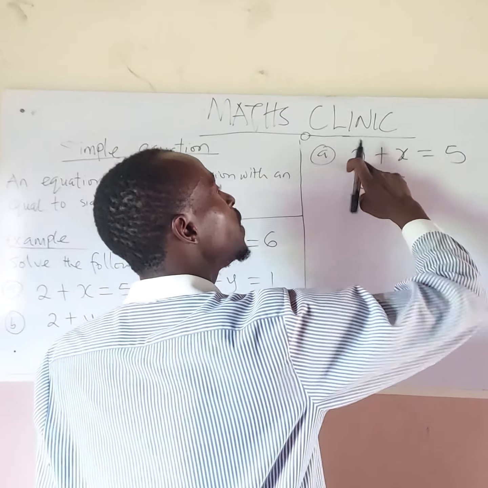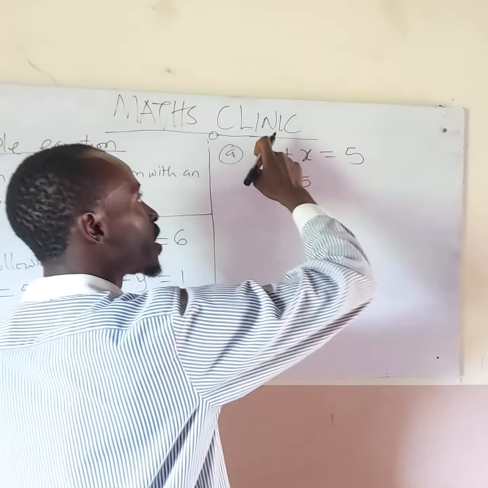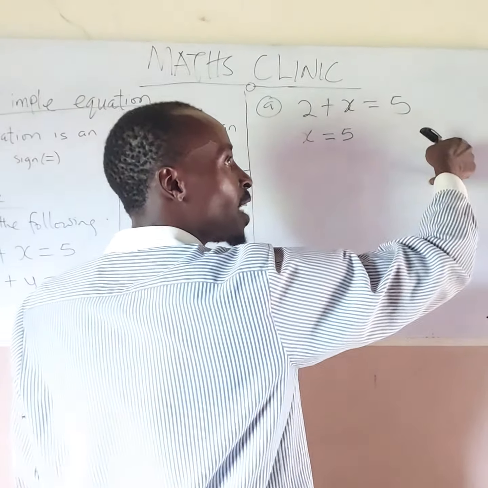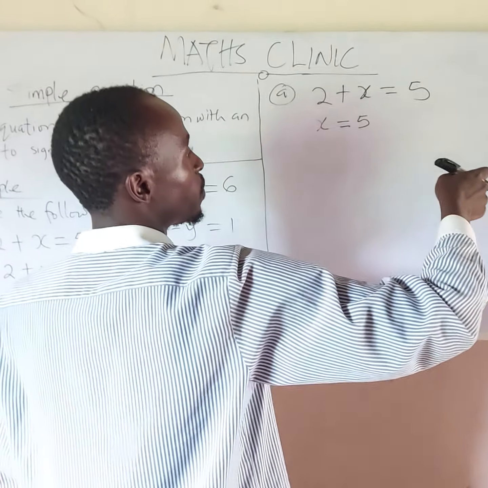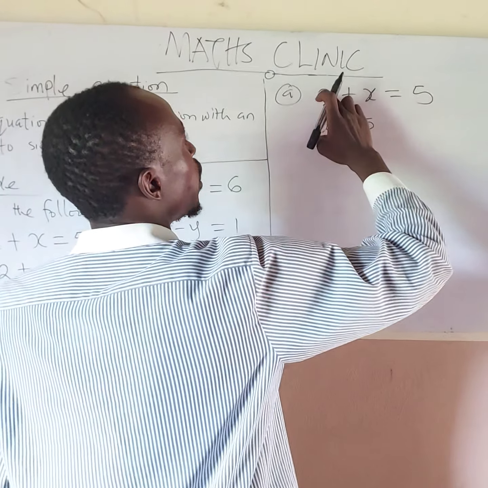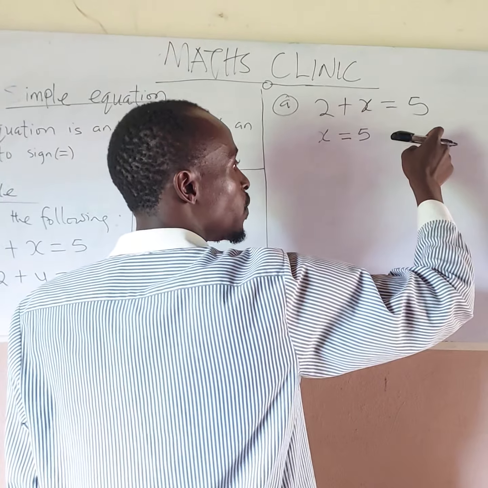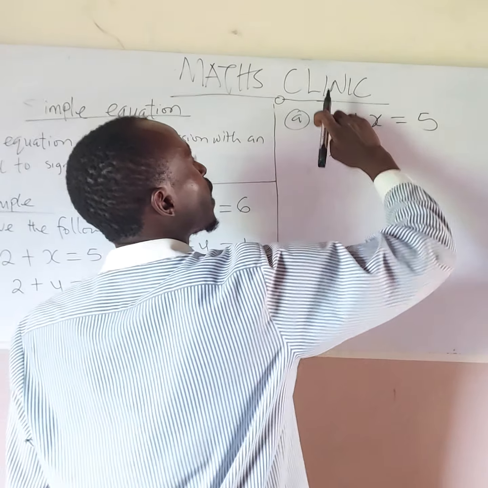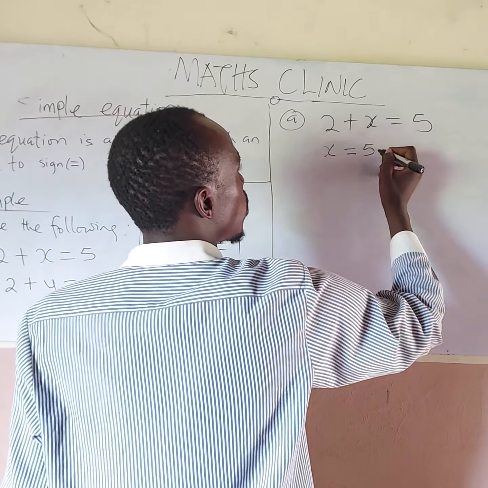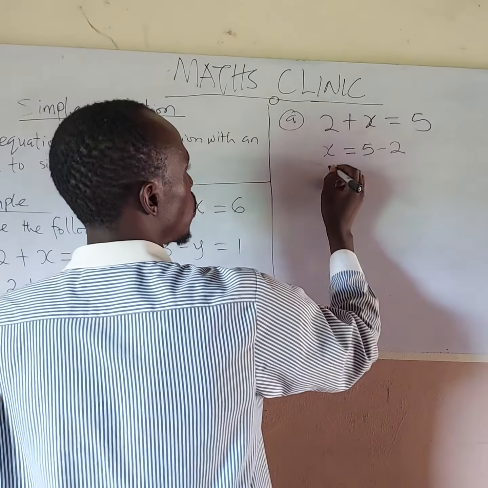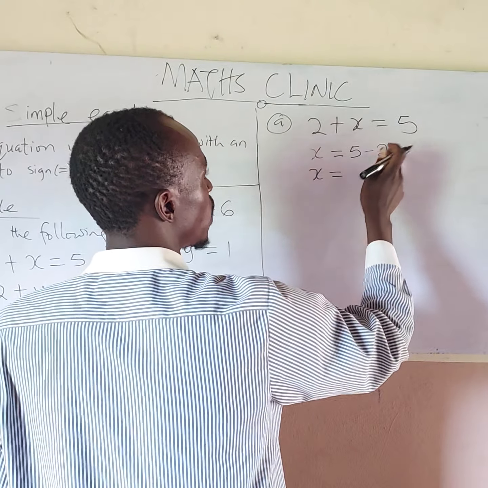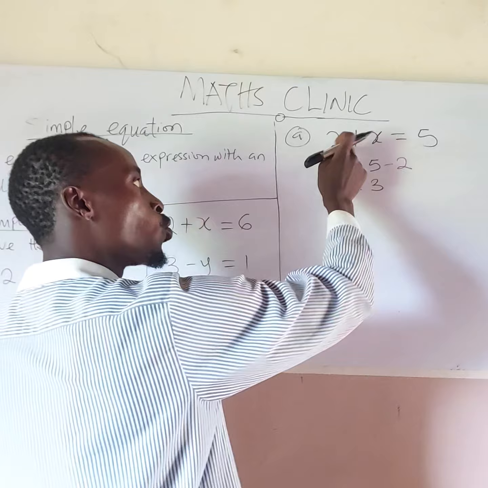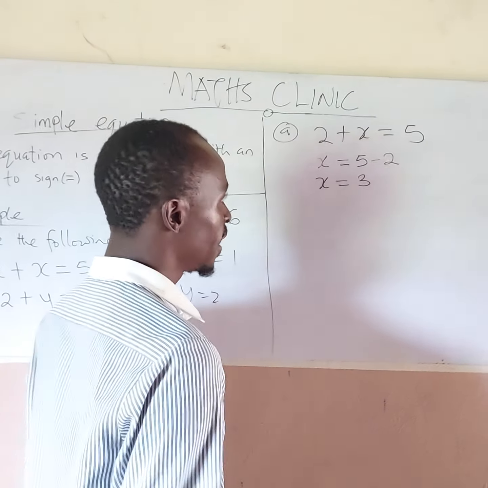But 2 now, when 2 leaves this side and crosses the equality sign, it will change. Since it is positive, it will change to negative. But if it is negative and it crosses the equality sign, it will change to positive. Is that understood? So when we take 2 and it crosses the equality sign to join 5 here, it will become minus 2. You are now left with x equal to 5 minus 2, which is 3. So you see the number here is supposed to be 3. And if you add 2 plus 3, it is 5. So that's how we get the number there, 3.